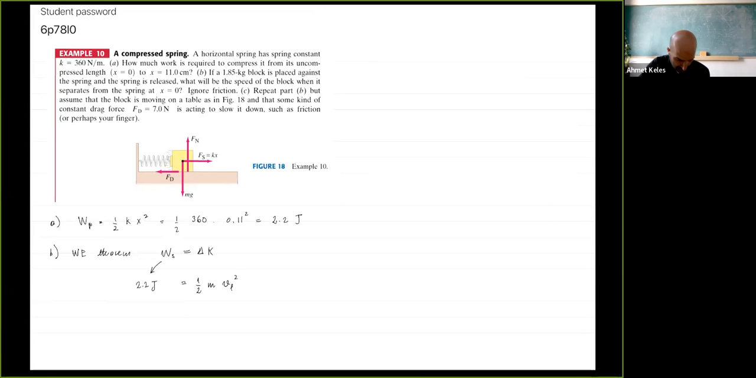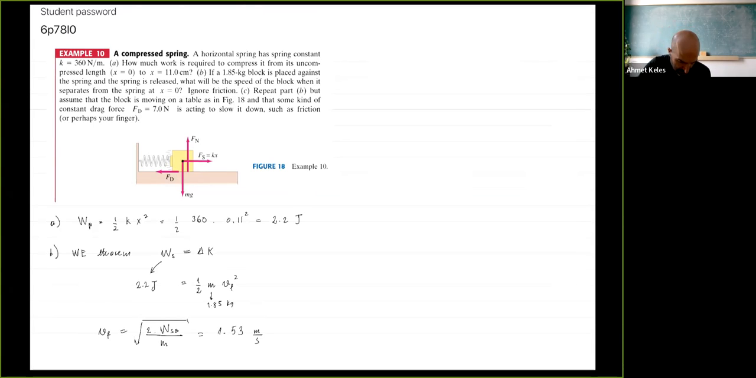m v final squared. Now I can solve, I know the mass. This is 1.85 kilogram. I can solve this equation for v final. And what I found is 2 times work done by spring on the block, divided by mass. And if you do this calculation, I found 1.53 meters per second.